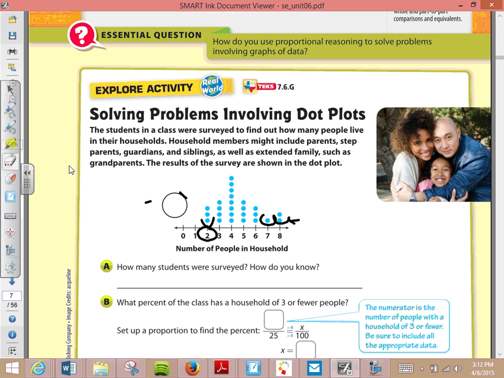So let's look at it. How many people were surveyed? How many students? How do you figure that out? You count all the dots, right? And a good way of doing this, I usually tell my kids, put the counts on top. 3, this is 4, this is 8, and this is 4, 3, 1, and 2. And add them all up, and all of those gives you 25. 25 students were surveyed. So that's how you know. You never count the bottom part because that's just a label.